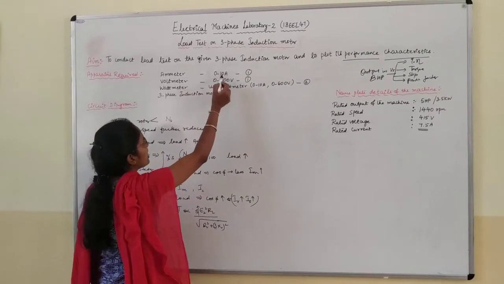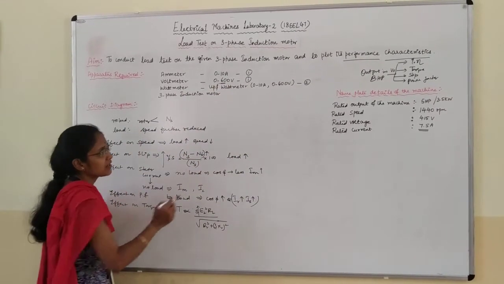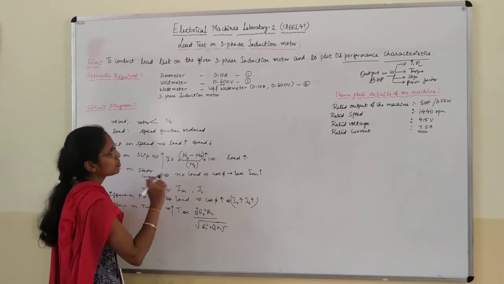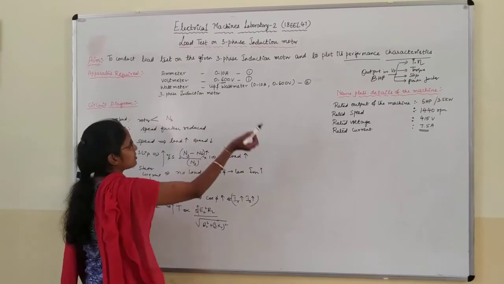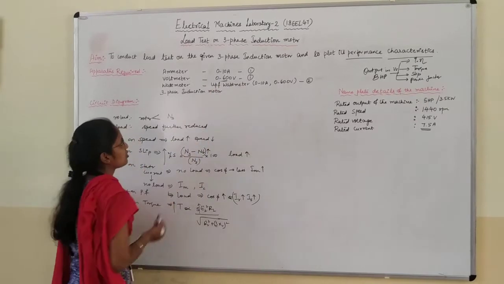And why do you prefer the ammeter as 0 to 10 amps? Because the rated current is around 7.5, so the range should be more than that to measure the current. So we are going to prefer 0 to 10 amps.